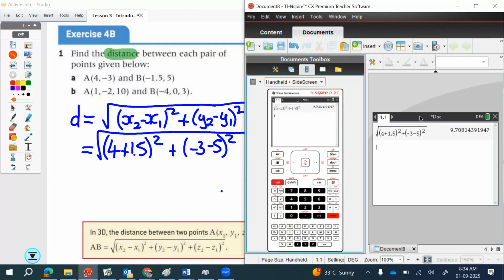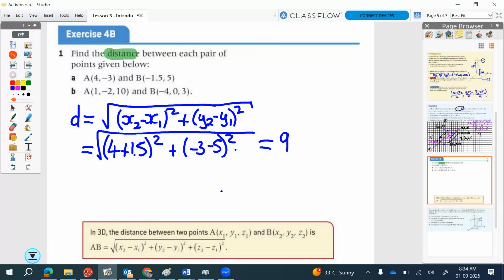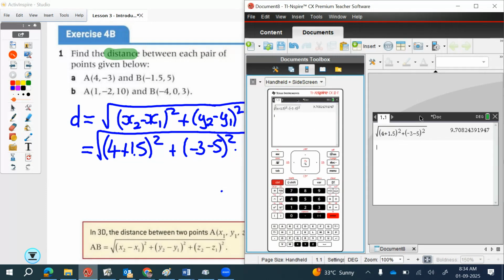So what's that going to be to 3 significant figures? It says 9.0824... 9.71, excellent. That's going to give me 9.71.